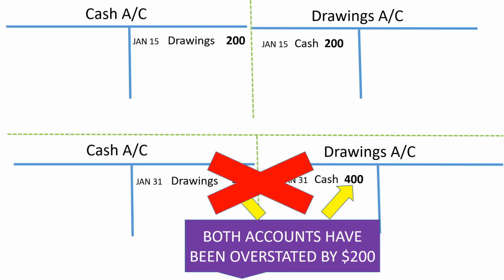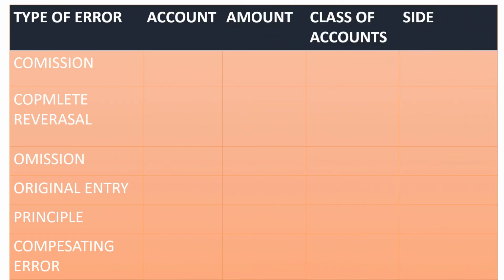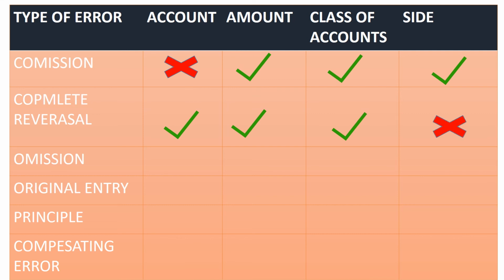Here's an overview. When an error of commission takes place, the transaction is recorded in the wrong account, the amount recorded is correct, the class of accounts are correct, and the side on which the transaction is recorded is correct. When an error of complete reversal takes place, the transaction is recorded in the right account, the amount recorded is correct, the class of accounts are correct, but the sides on which the transaction is recorded in the ledger accounts is incorrect. With the error of omission, there are no recordings done at all.